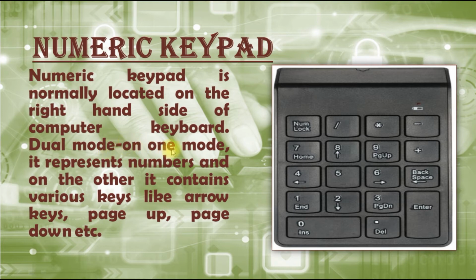Dual mode on one mode, it represents number. ठीक है, dual mode का काम करता है. One mode का कौन सी काम करता है? Numbers की. And on the other hand, it contains various keys like arrow keys, page up, page down. ये कब काम करते हैं? जब आपका numeric lock off हो, तब ये सारी keys काम करती है. ठीक है.